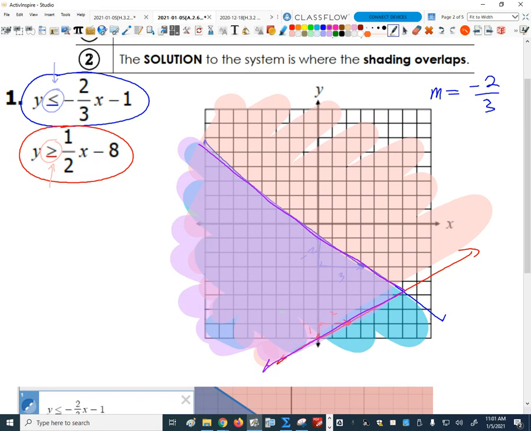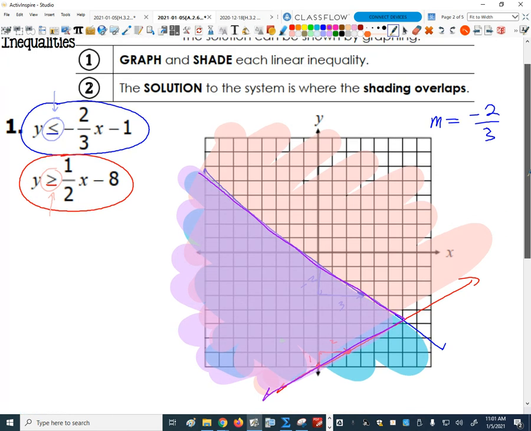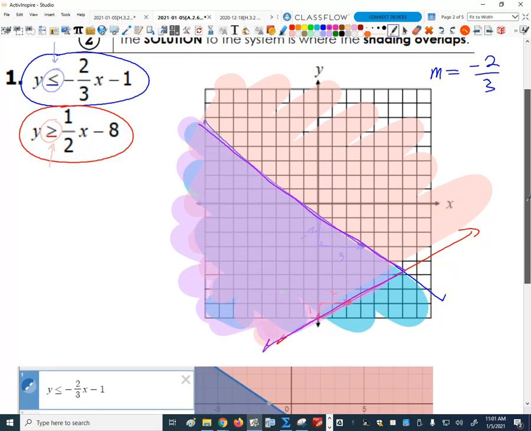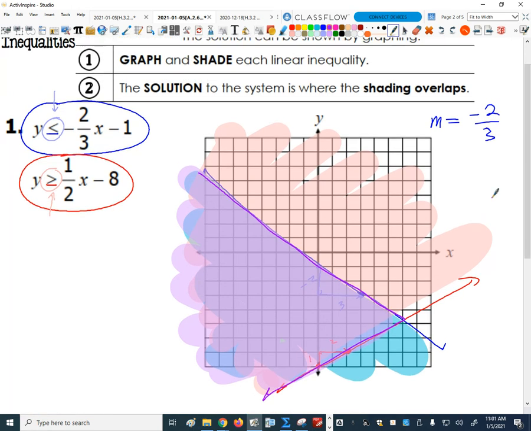Okay, give me 1 to 5 real quick. Does that all make sense? Okay, good. We had two inequalities in our system, and so the solution must be the double shaded region. Okay, I'm going to show you how you can do that on Desmos real quick. It's super easy to do.